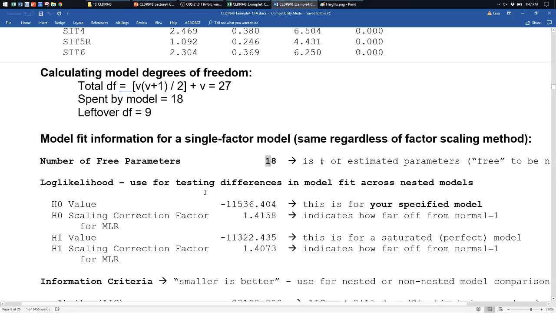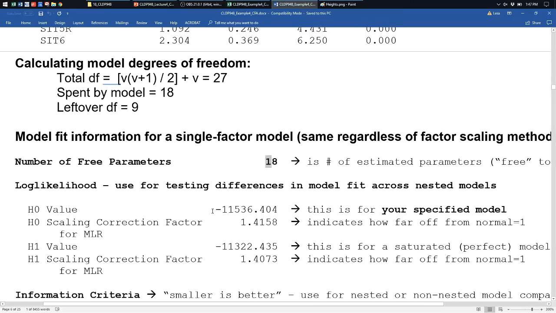Here's my H0 height. It's in logs, which is why it's negative. Do I want H0 to be bigger or smaller? Likelihood: do I want it big or little? Bigger, yes. So that means less negative, heading up the number line. Here's H1. H1 is, in fact, less negative than H0.